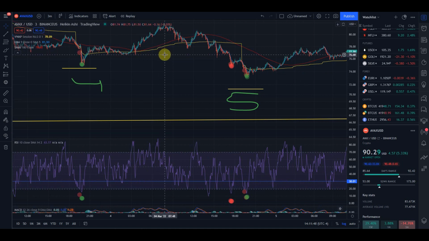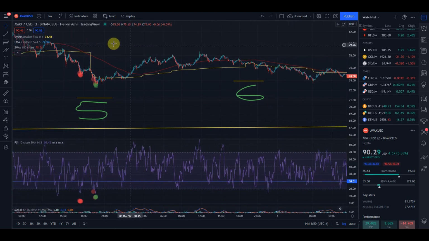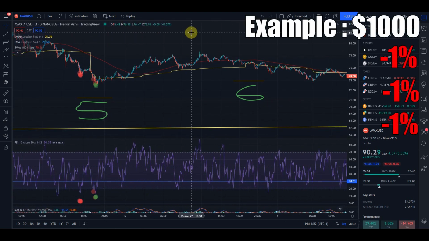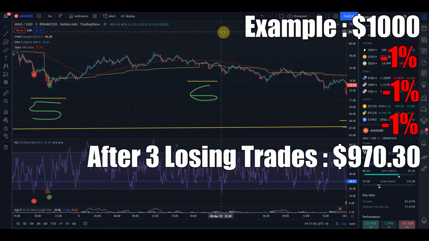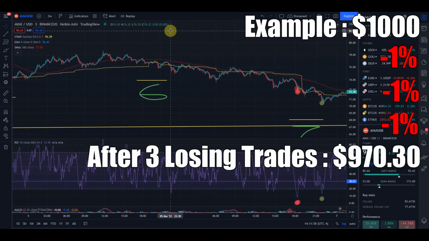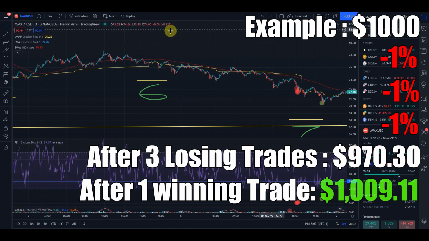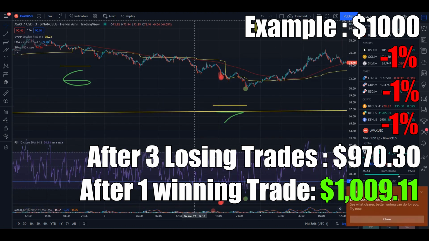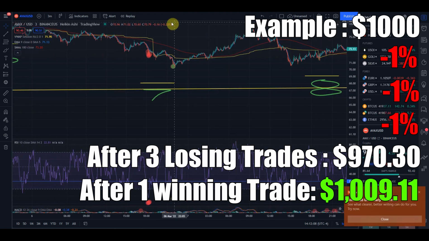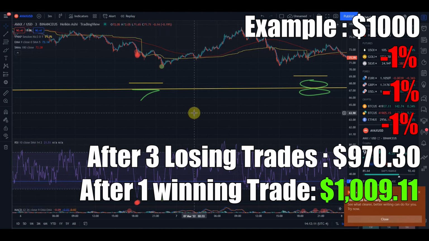For example, we lost 3 times in a row at a full 1% of the account each time. So if we started with $1,000, we would now have about $970. Our next trade is our 4% win. All right, so your account would now be at about $1,009. So you not only wiped out those 3 previous trades, but you made a 0.9% profit on top of that. This is really the magic of the strategy.